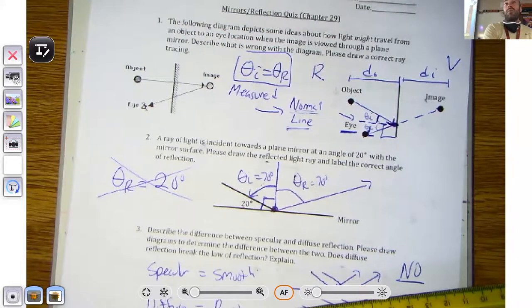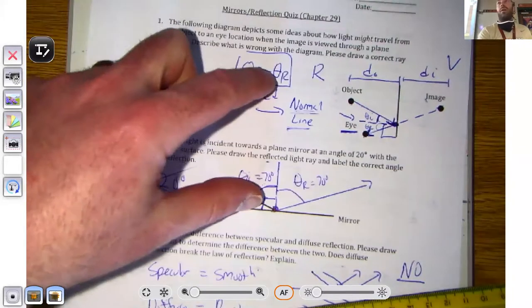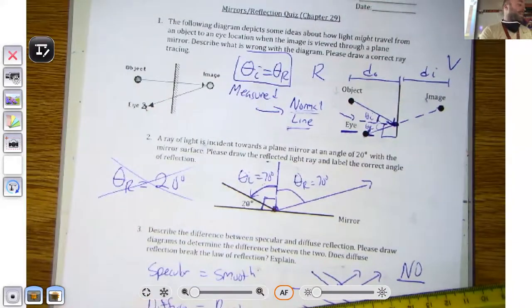Does that make sense? I would say like 90% of the class got points taken off on those two problems because they did not apply the law of reflection properly. Draw in your normal line at the mirror where your light rays are hitting the mirror. Then you measure your angles with respect to the normal line.